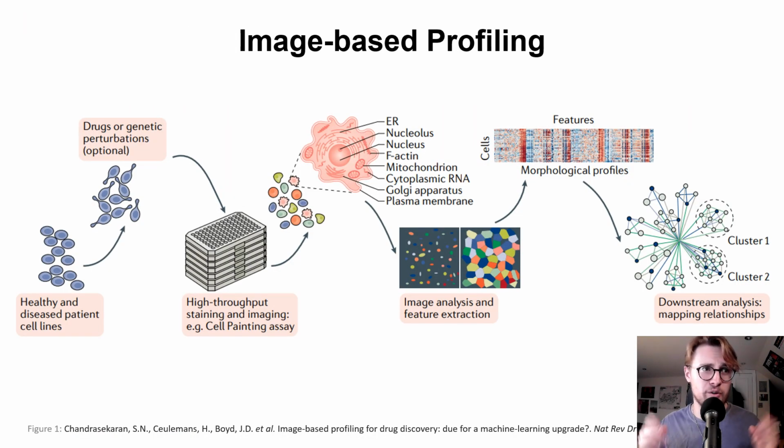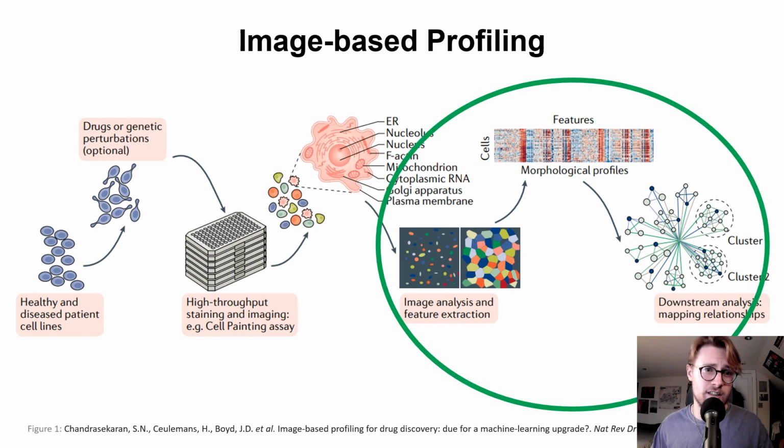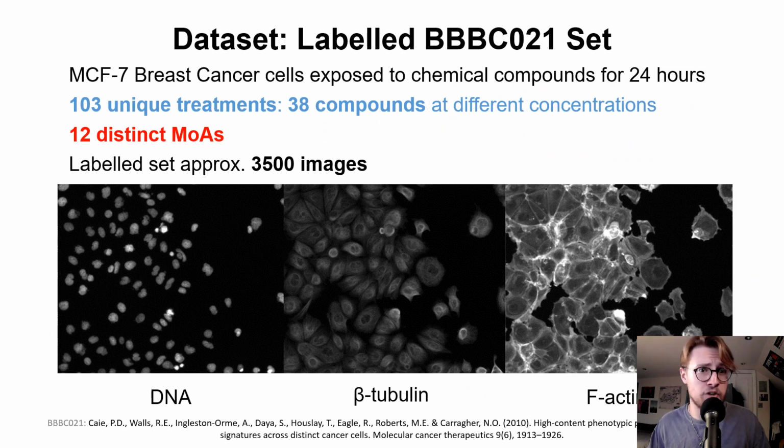We are working in the field of image-based profiling, especially on this end, where we have fluorescent stain microscopy images, and we're looking to extract and learn meaningful profiles or phenotypic representations from these cells to perform downstream tasks. And we're using the BBBC021 set, which has been used extensively with many models. The key thing here is that there are 103 unique treatments, 38 compounds, and 12 distinct mechanisms of action. So here are the channels.